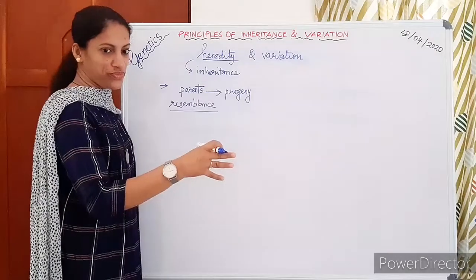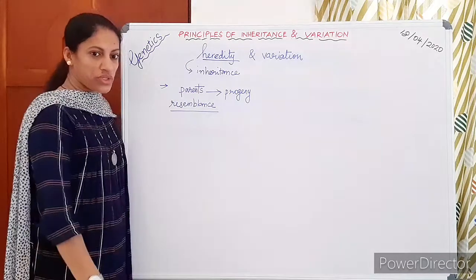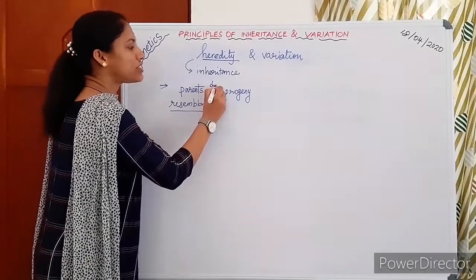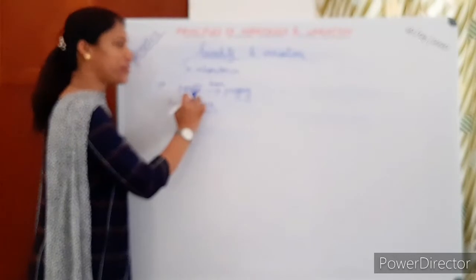Okay, so we can say inheritance or heredity, it deals with how characters are transferred from parents to progeny. Okay, so how do you define heredity? It's a process of transfer of characters from parents to progeny. Is it okay? It's a process of transfer of characters from parents to progeny. So how are these characters passed? You know this already. That's why I asked.